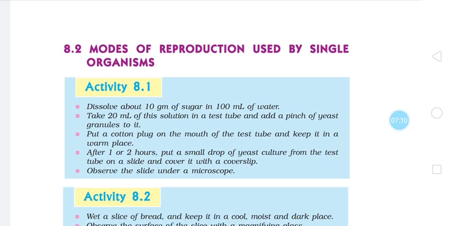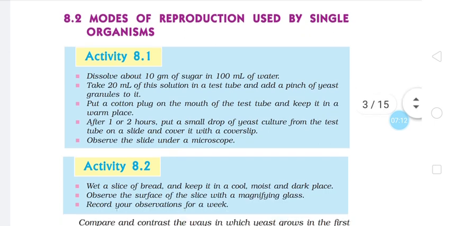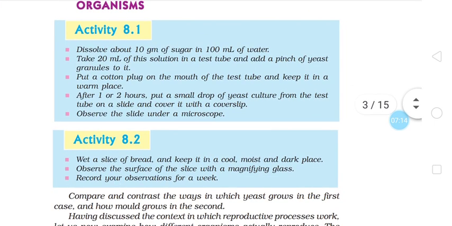Next point: mode of reproduction used by single organisms. One activity is given here. Activity 8.1: Dissolve about 10 gram of sugar in 100 ml of water. Take 20 ml of solution in a test tube and add a pinch of yeast granules in it. Put a cotton plug on the mouth of the test tube and keep it in a warm place.